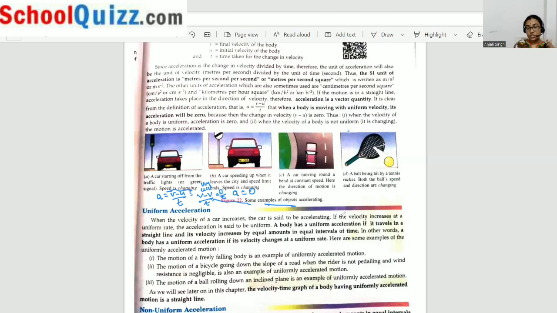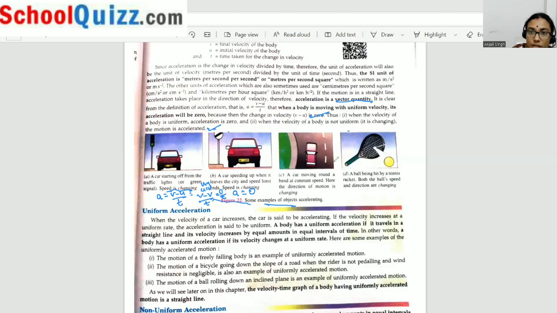Which means acceleration is a vector quantity. Acceleration is a vector because here we are considering magnitude as well as direction. That is why it's a vector quantity. Clear? When the velocity of a body is not uniform, when it's changing, it means the motion is accelerated. Clear? The acceleration will be 0 when the velocity is not changing. See, these two conditions are there.